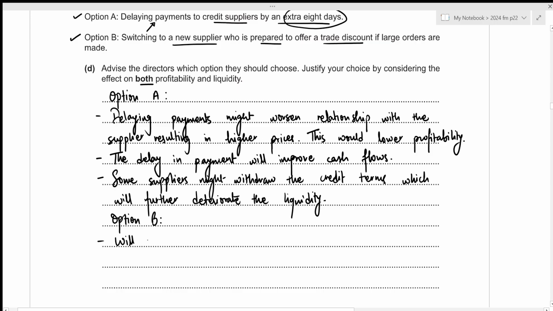So will supplier provide timely deliveries, as failure to do so might reduce profits.